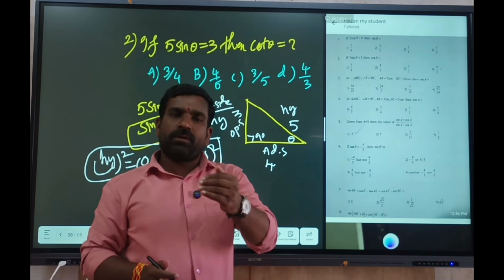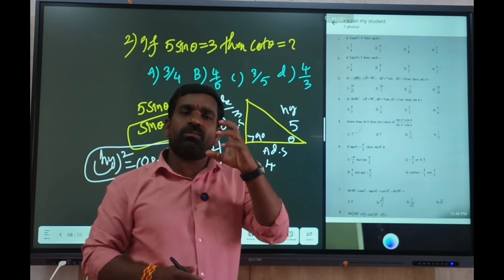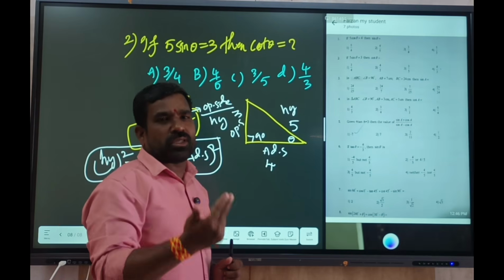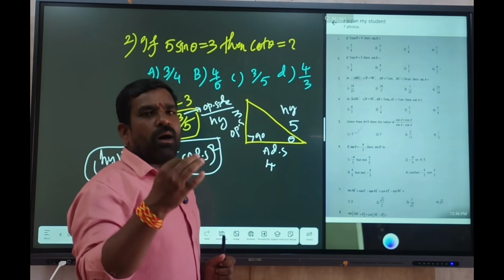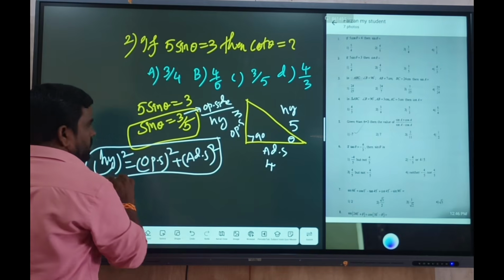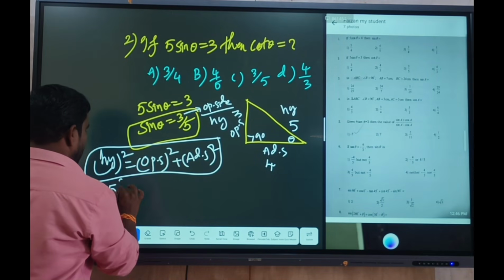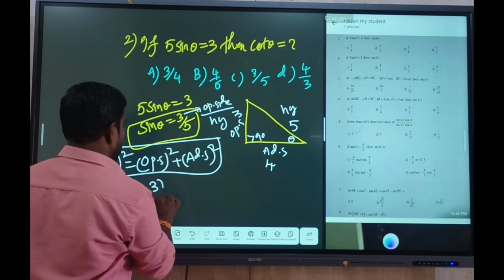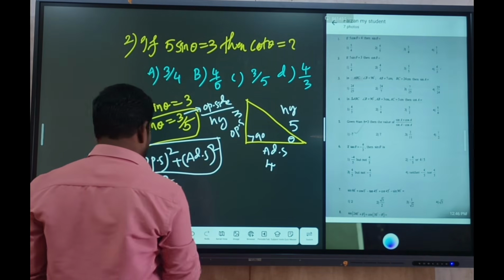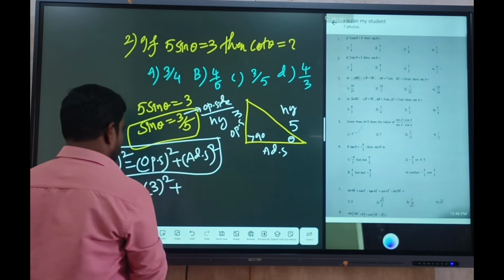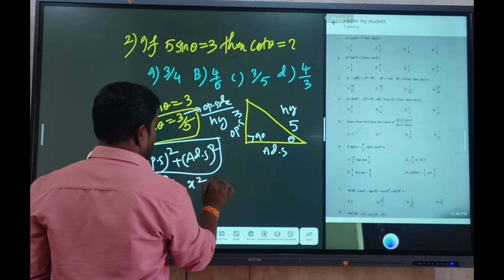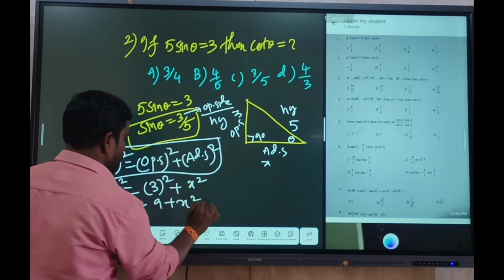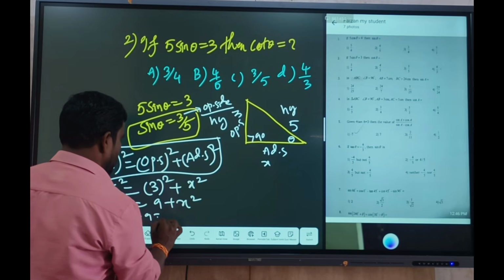Hypotenuse square is equal to opposite square plus adjacent square. What is the definition of the Pythagoras theorem? The hypotenuse square is equal to the sum of the squares of the other two sides. It is called the Pythagoras theorem. Look here, the hypotenuse is 5, so 5 square is equal to opposite square. The opposite is 3. Suppose the adjacent side is unknown, for example 4 is not known, so let us take it as x. So 5 square is 25, equal to 3 square, which is 9, plus x square. So 25 minus 9 gives x square.